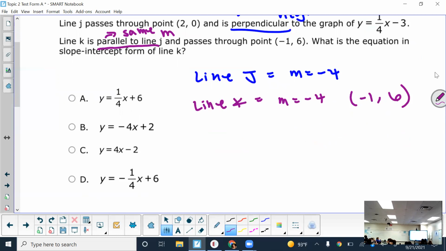What's slope-intercept form? Y equals mx plus b. So we need to figure out the slope and your y-intercept. The slope we know is -4. The y-intercept we have to solve for. How can I solve for it? What else can I plug in?